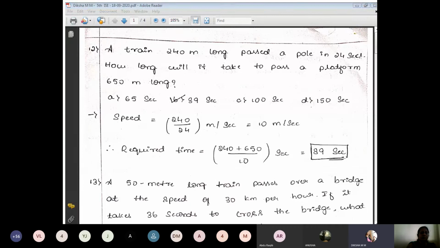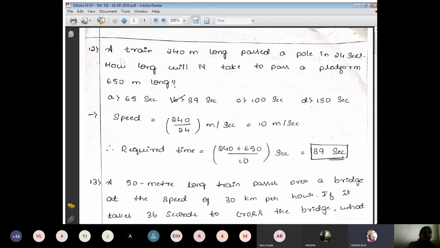Good afternoon, everyone. This is Diksha from Fifth Sem ISE. Now I am going to solve some problems on trains based on distance, time, and speed. The first question is: a train 240 meters long passes a pole in 24 seconds. How long will it take to pass a platform 650 meters long?